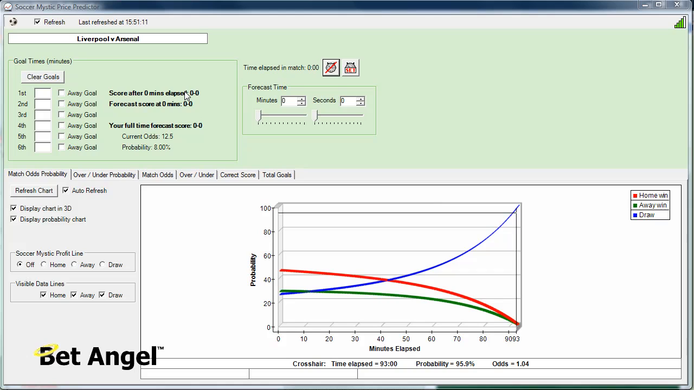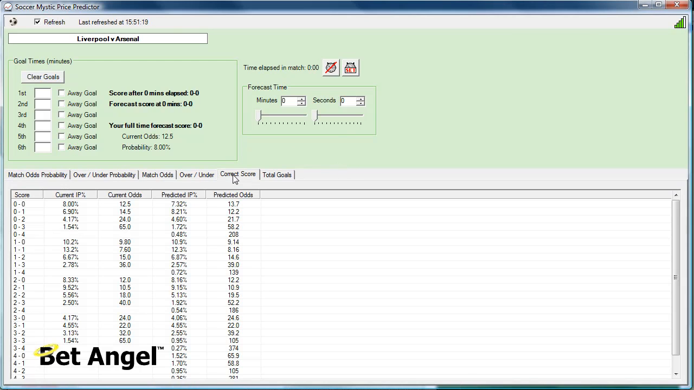We're looking here at Liverpool v Arsenal, which is taking place this afternoon. What I want to show you is something interesting when you look at the correct score market. Here you can see the current chance of anything happening in this match. You can see 1-0. That's about a 10 to 11% chance.